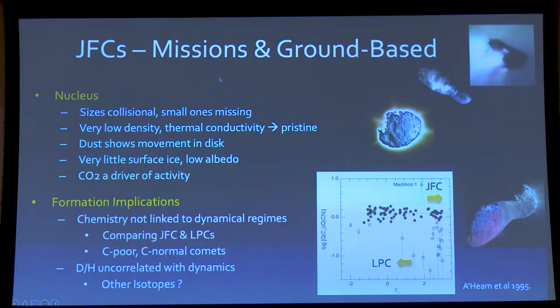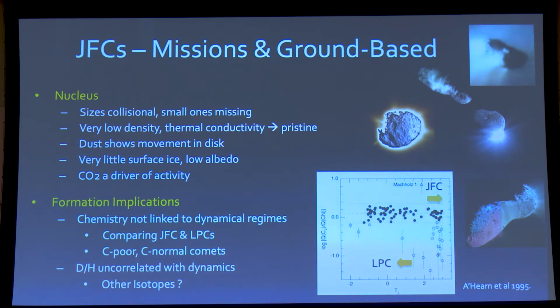So although I'm supposed to talk about long period comets, I want to show you very briefly what we've been getting from the short period comets from 30 to 40 years of studies. And of course, I can't be very comprehensive here. But in terms of the nuclei, we've learned that comets are small. Typically, the median size is about 1.25 kilometers in radius. The very small ones are missing, so these must be collisional products.